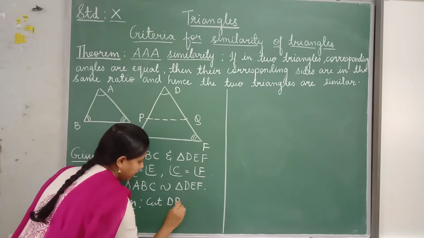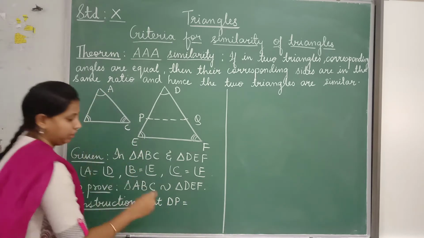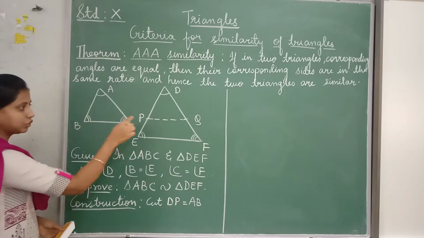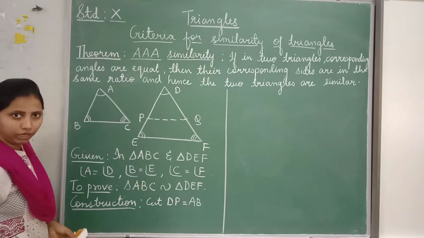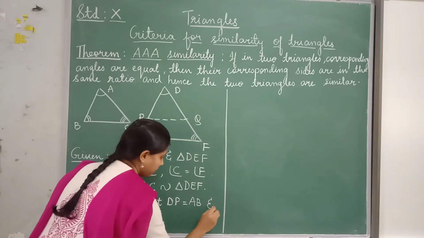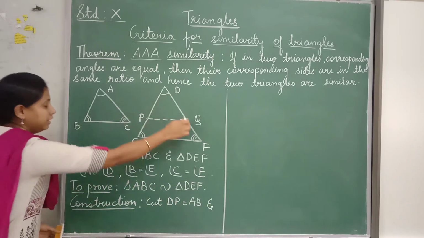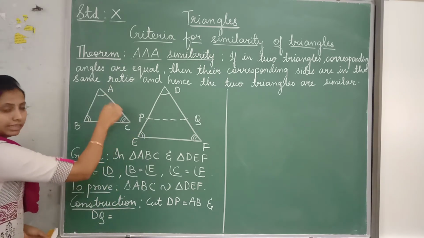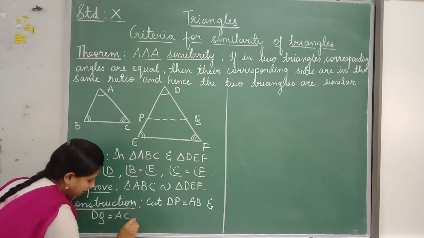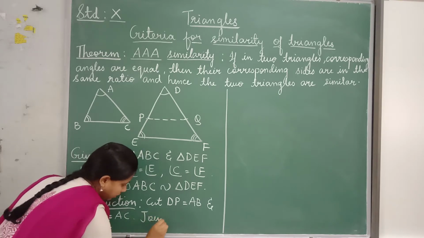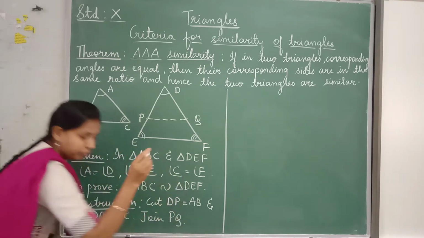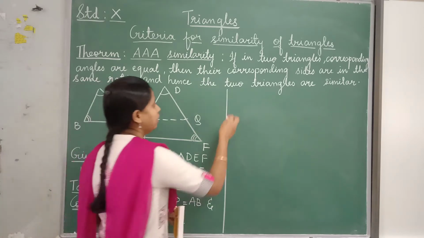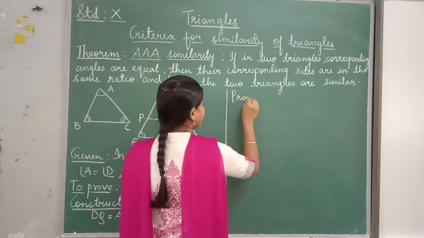Cut DP equal to AB. The length DP should be equal to AB. In such a way you have to mark the point P. Similarly, DQ must be equal to AC. And then join PQ. This is the construction we have to do. Now we have to prove this theorem.